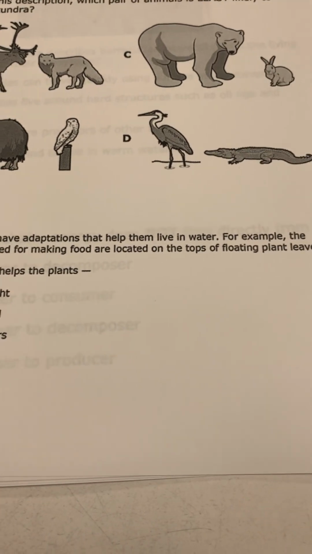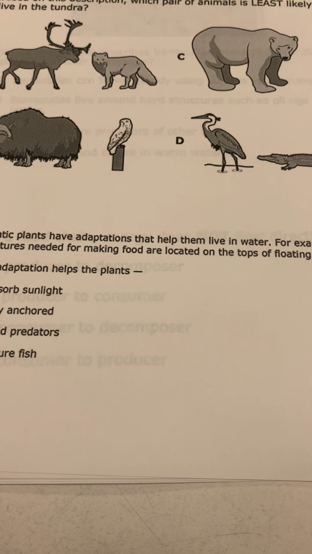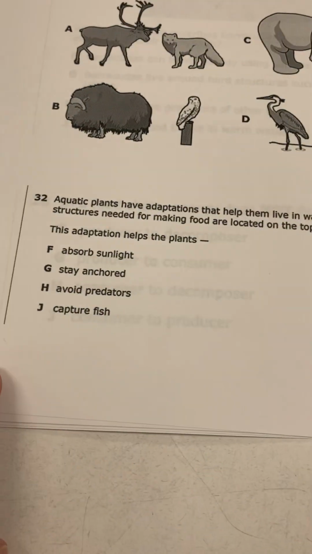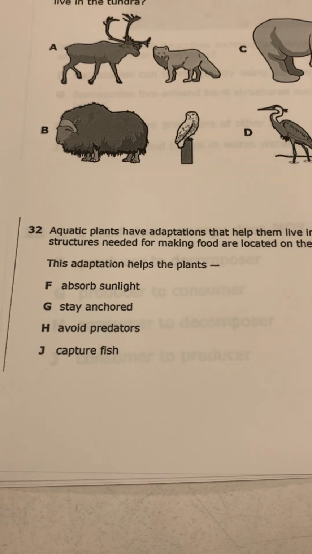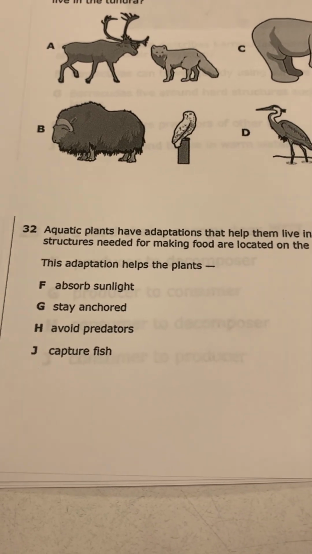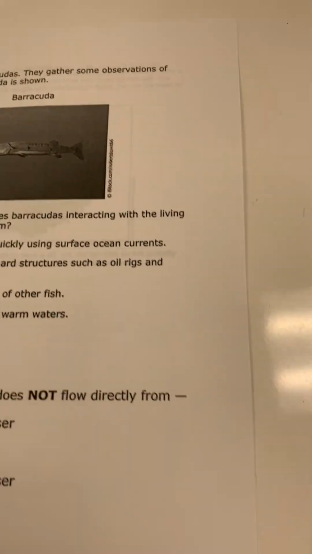Okay, so it says, for example, the structures needed for making food are located at the tops of the floating plant leaves. Okay, this adaptation helps them F, absorb sunlight, G, stay anchored, H, avoid predators, or J, capture fish. Okay, next question.